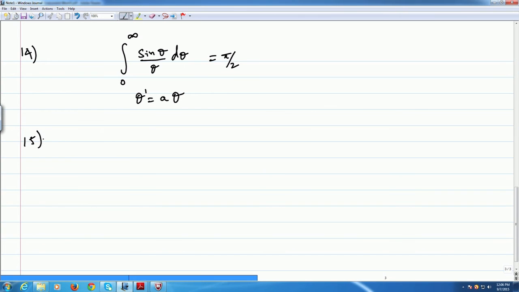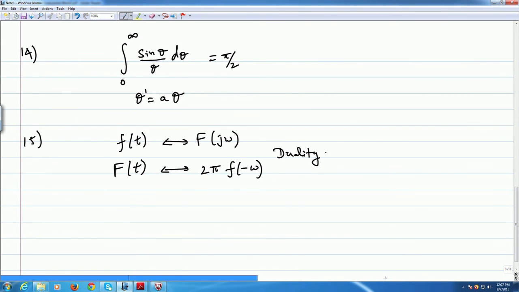What is the duality property? It is an important property to know. If f(t) transforms to F(jω), then F(t) transforms to 2π f(−ω). This is called duality.